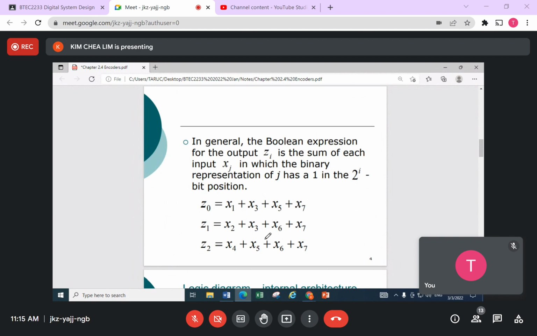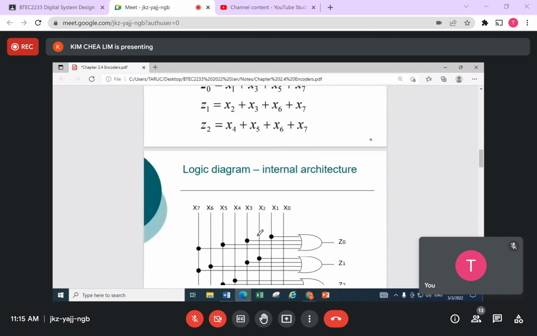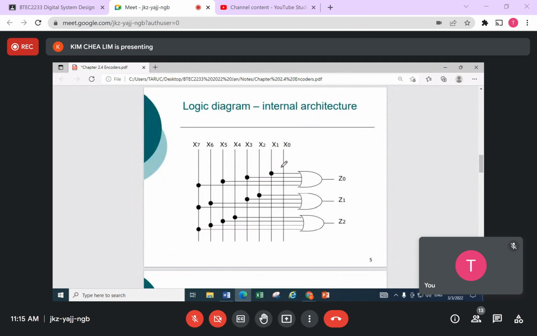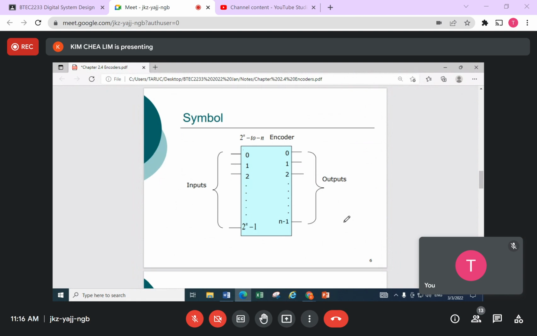With that, if we want to know the internal architecture, it's very easy also. Take whatever inputs you need based on the equations we have just derived. You find that X0 in this case is not used by any of these OR gates, but we still have to put it in, just like a keypad where we press the number 0, so we have to include it. The output will then show 0, 0, 0, because X0 is not picked up by any of these gates. So this is the internal architecture, and the symbol with inputs and outputs.